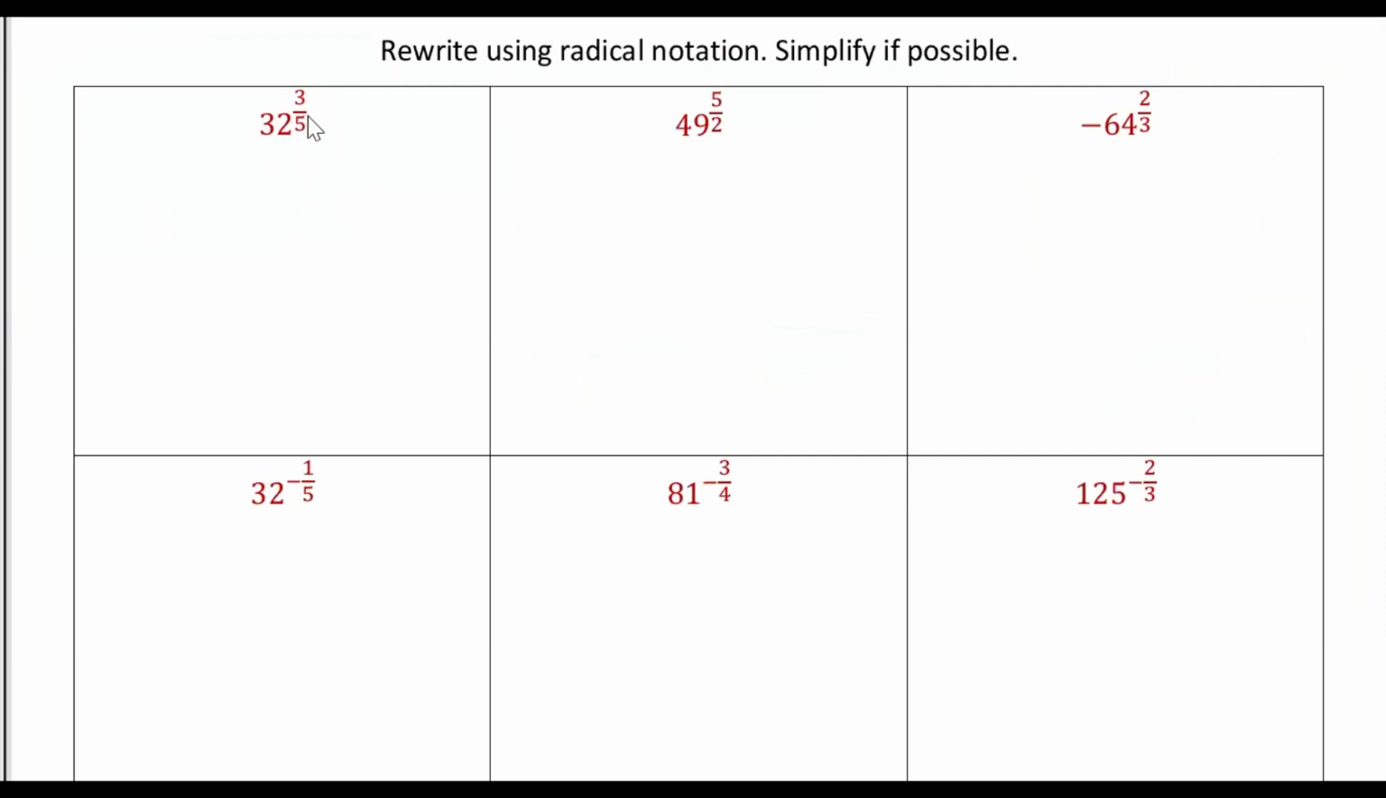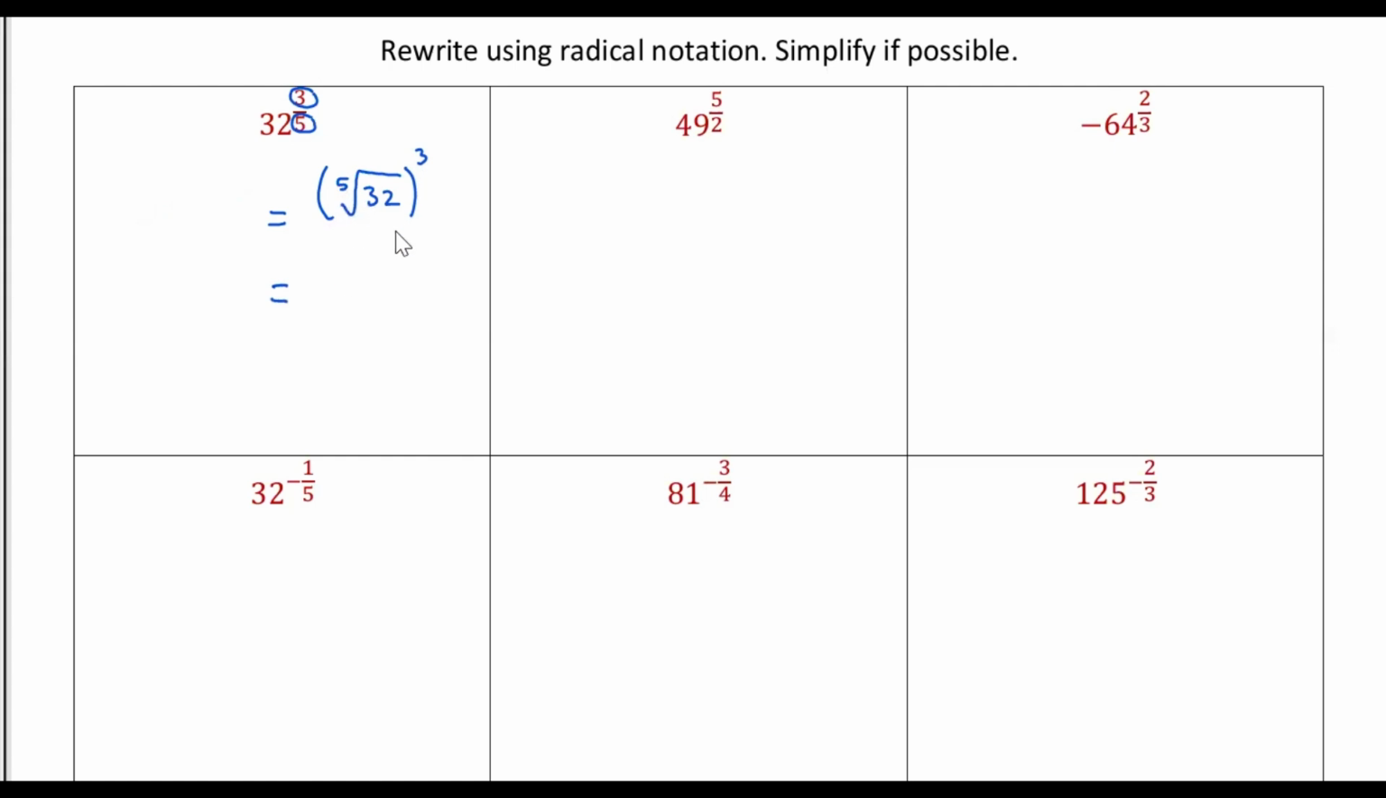32 raised to the power 3 over 5. We can either write this as 32 raised to the third power inside the fifth root. So the numerator will stay as the exponent and the denominator will create the radical with the same index. Alternatively, we can first create the radical, the fifth root of 32, and then raise it to the third power. So actually, from now on, we will prefer the second notation for ease in calculation.